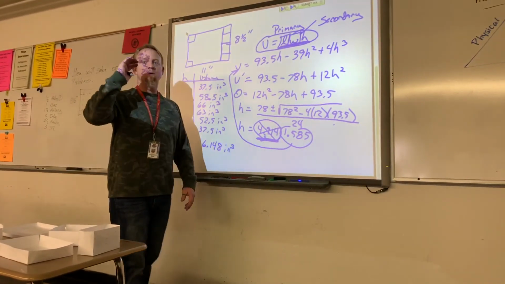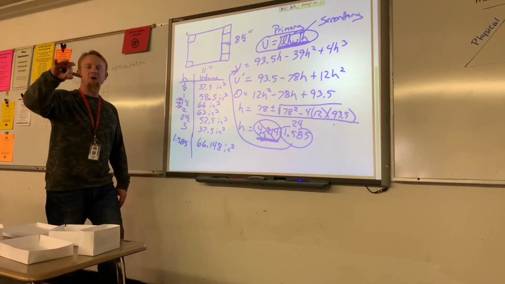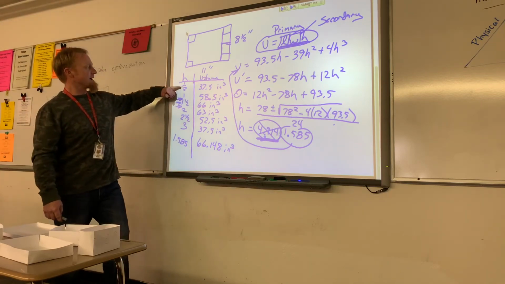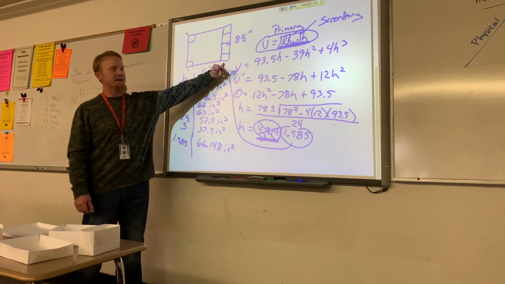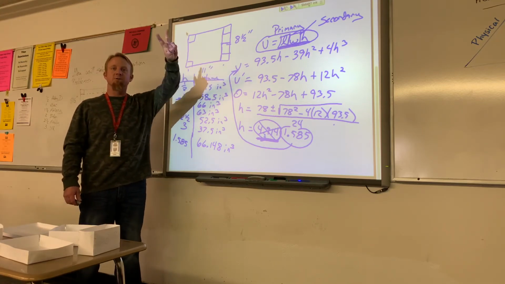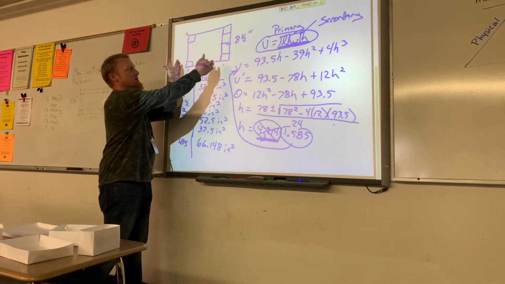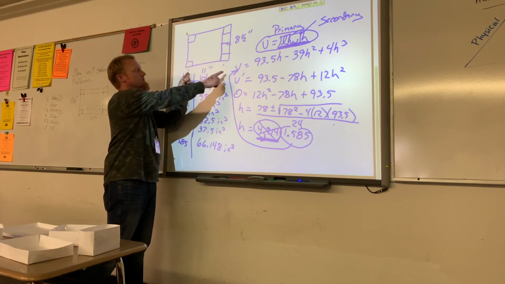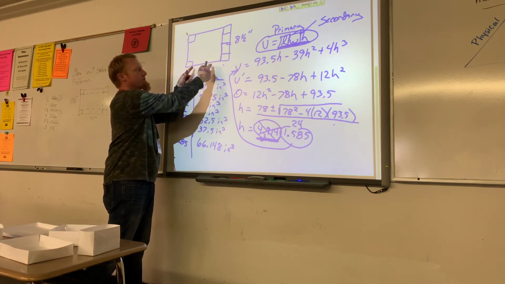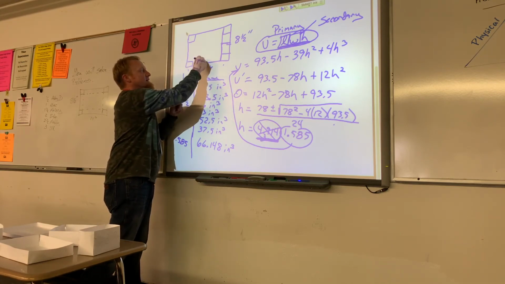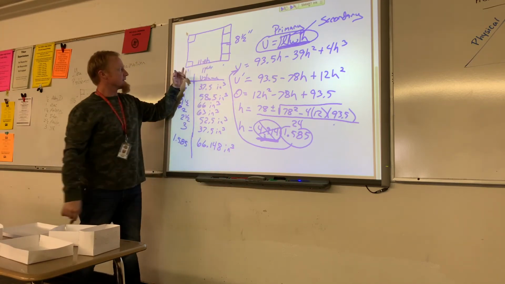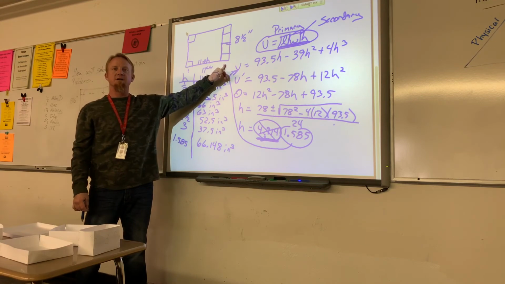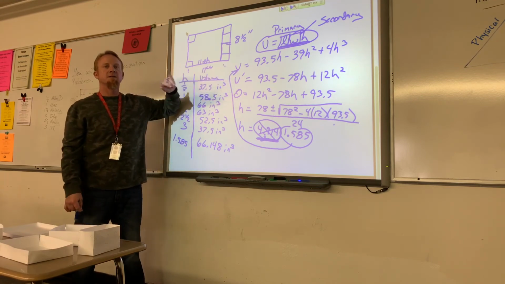Well, when you were supposed to be figuring out your volume, you should have figured out that there was an H here and there was an H here, which means there were two H's. And then this whole distance is 11. So if I'm taking this away, I want to know how much is left. That's going to be 11 minus 2H, because I'm taking an H away here and an H away here.